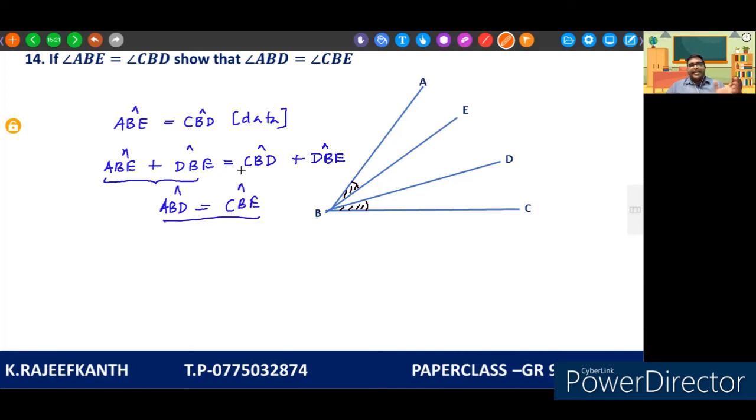Why are we adding that angle DBE to both sides? Because that is the common angle. And why can we add this one? Because of the axiom: we can add equal quantities to both sides of an equal sign, right? So angle ABE plus angle DBE equals angle CBD plus angle DBE. Then angle ABD equals angle CBE.